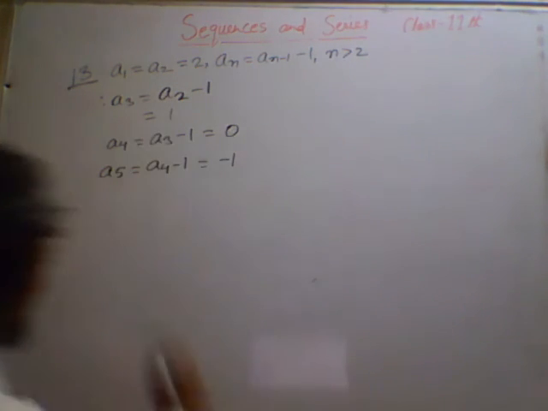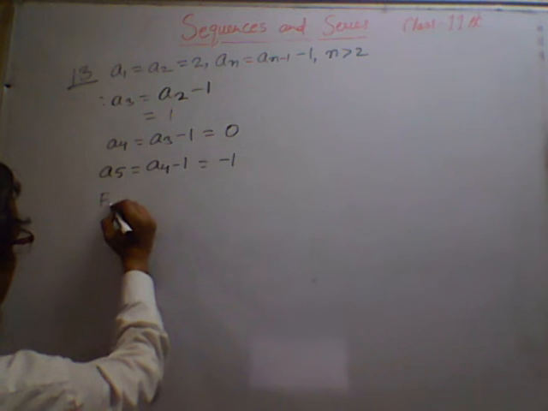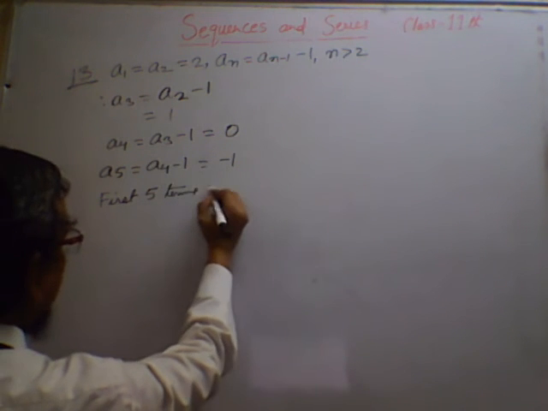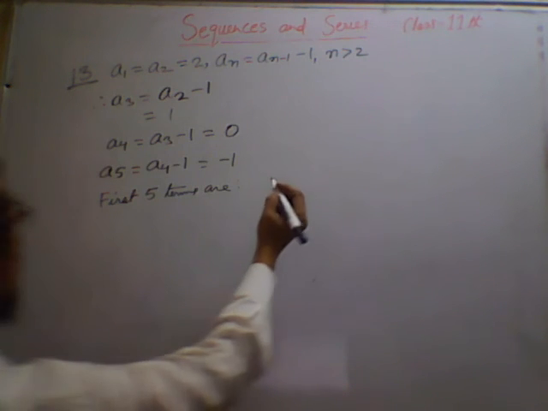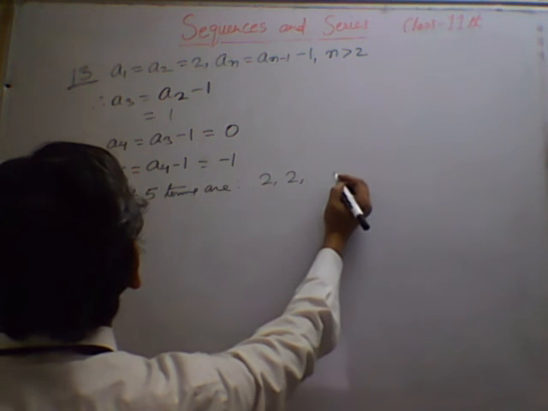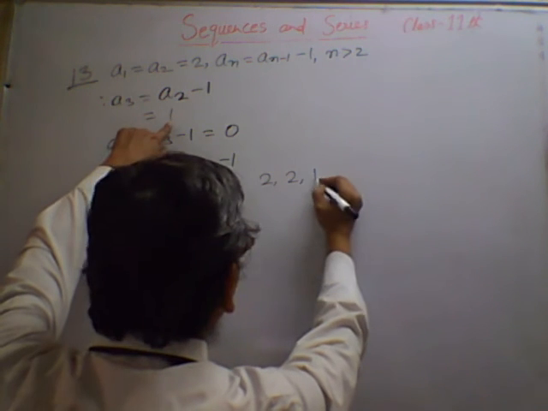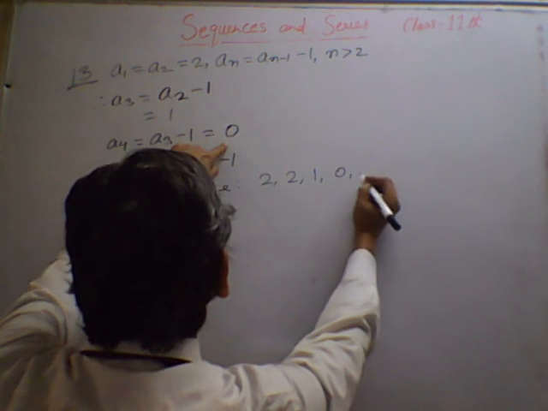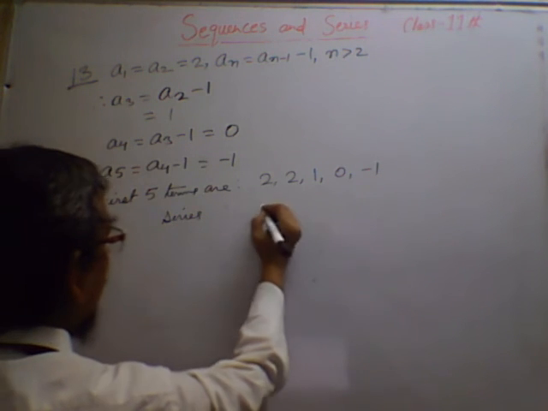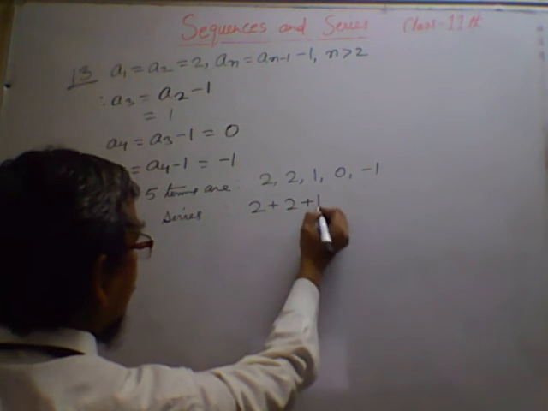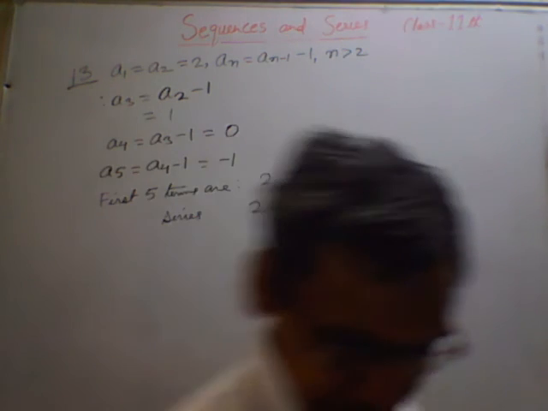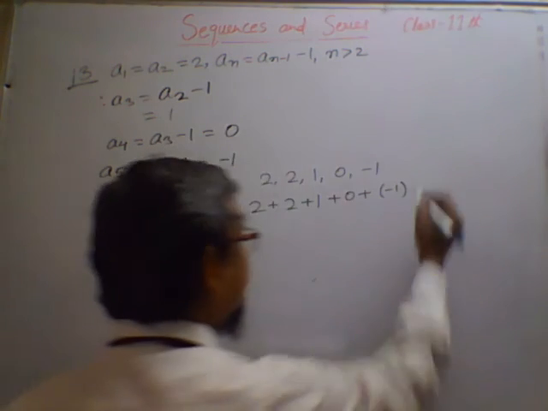So the first 5 terms are 2, again 2, then 1, then 0, and then minus 1. The series is 2 plus 2 plus 1 plus 0 plus minus 1, and so on.